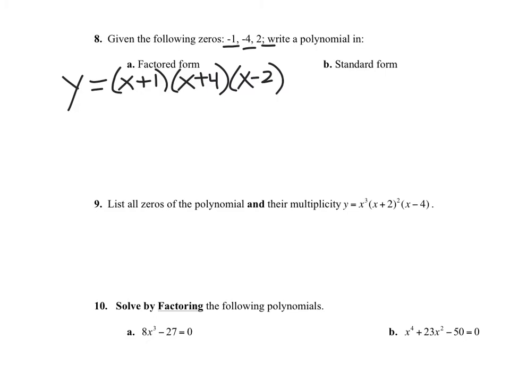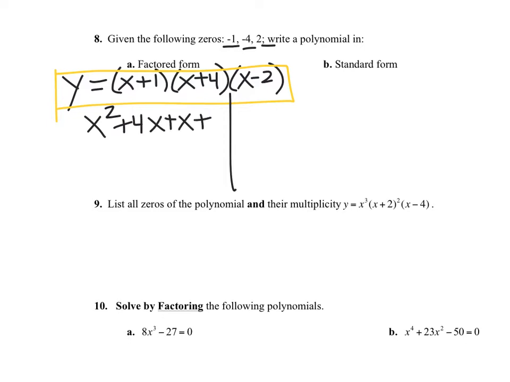Well, part B says now we need to get this into standard form. So that would be my answer for factored form, and I would just leave it. To get this into standard form, though, I'm going to need to FOIL. I'm going to FOIL the first two binomials here. I'm going to go x squared plus 4x plus x plus 4, so that I get x squared plus 5x plus 4. So there's my first two.